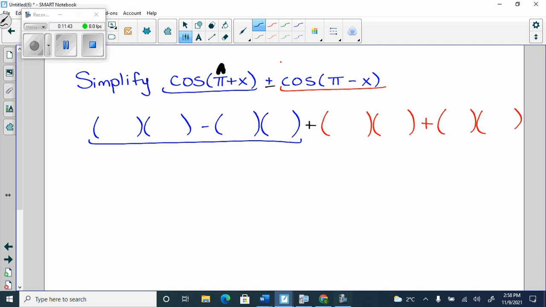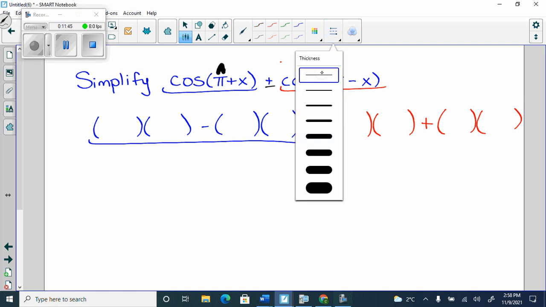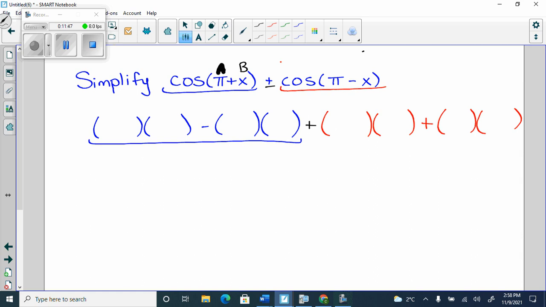So this is A, and this is B. We're going to have cos A, which is pi, and cos B, which is x. They stay that way unless I have a triangle. Did I give you a triangle? No. Cos x stays in. Then I have sine of A, which is pi, and sine of B, which is x. No triangle, so that stays.